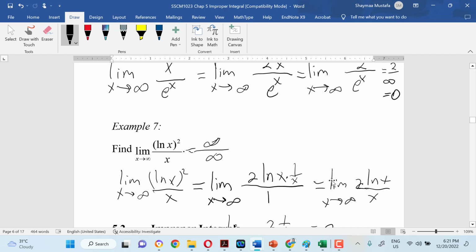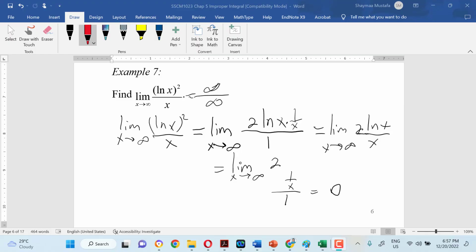So this gives me the limit as x goes to infinity of 2 ln x over x. The x from the 1 over x will go below, so you will have 2 ln x over x. Substitute infinity, and you still have infinity over infinity. You need to apply L'Hopital's rule again.